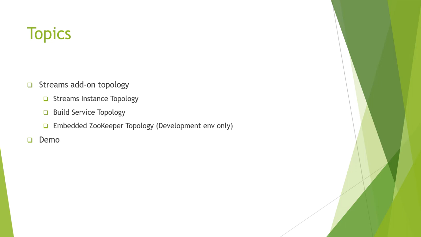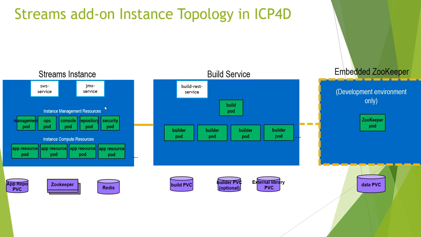An instance of the Streams add-on is comprised of multiple Helm charts. The Streams instance Helm chart creates and starts an instance of the Streams runtime environment for running streaming applications. The Streams instance chart exposes two Kubernetes services. An SWS service provides access to the REST API and Streams console for monitoring and submitting jobs to the instance. JMX service provides access to the Streams JMX APIs that can also be used for monitoring and submitting jobs to the instance.